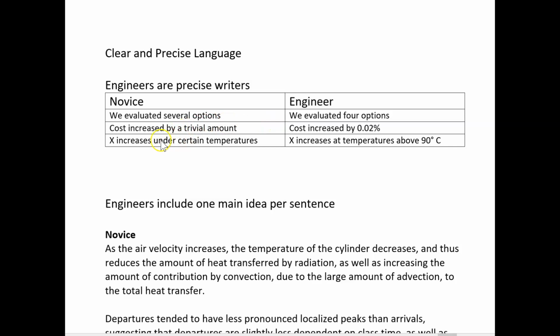And certainly something like "cost increased by a trivial amount." Using a word like that, that's very vague and sounds almost dismissive, is far less preferable than just saying how much it increased. Or if you don't have an exact value, say by under such an amount. And instead of "something increases under certain temperatures," explain. Are we talking high temperatures or low temperatures here?